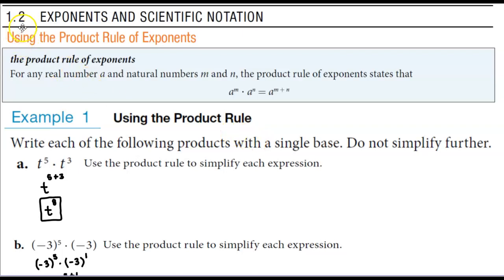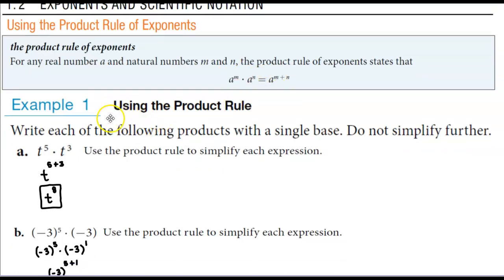In section 1.2, we'll be discussing exponents in scientific notation, using the product rule of exponents. The product rule of exponents states that for any real number a and natural numbers m and n, a to the m times a to the n is equal to a to the power of m plus n, which means that when you're multiplying with the same base, you can add your exponents.